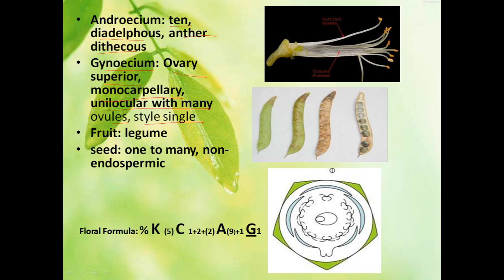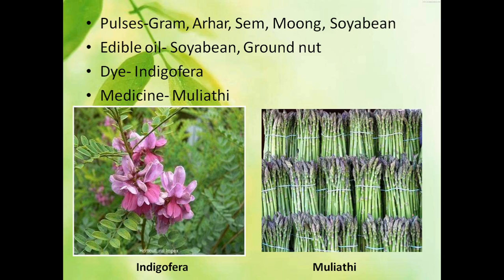Okay, you find a fruit. Mostly these fruits are legumes, that is, all the legume plants belong to the Fabaceae family, and the seeds are one to many, endospermic. Okay, so this is the floral formula of the Fabaceae family flowers. You have to learn this very well, and this is the floral structure of the Fabaceae family.